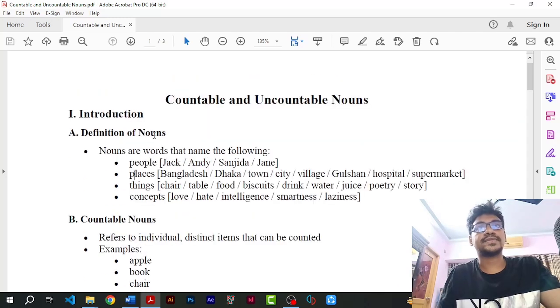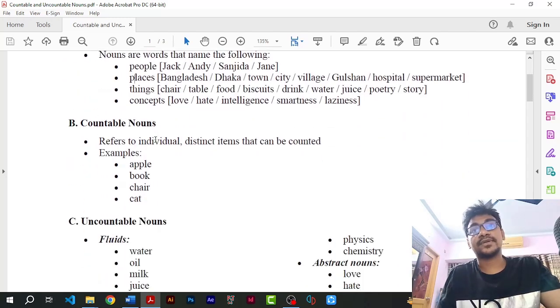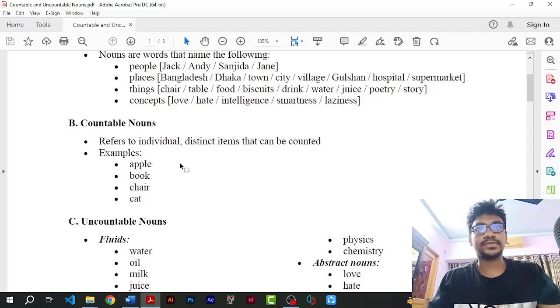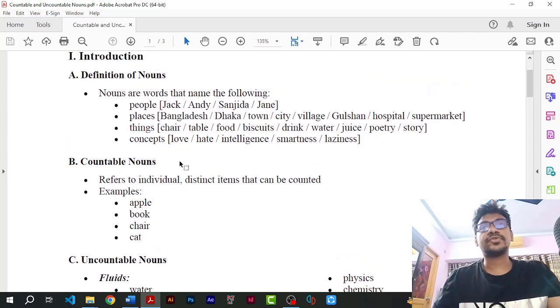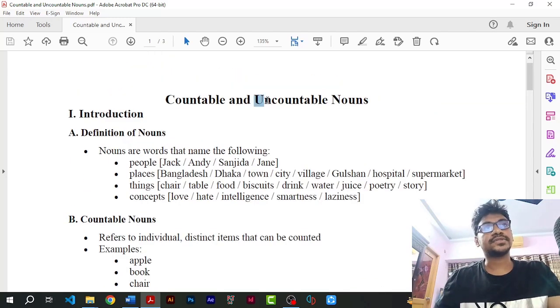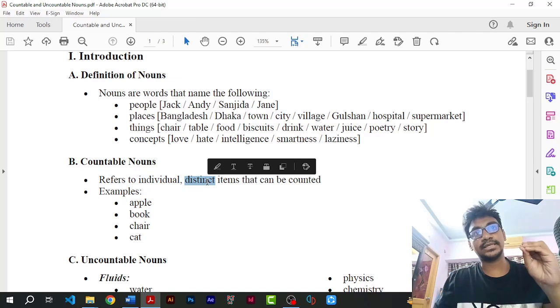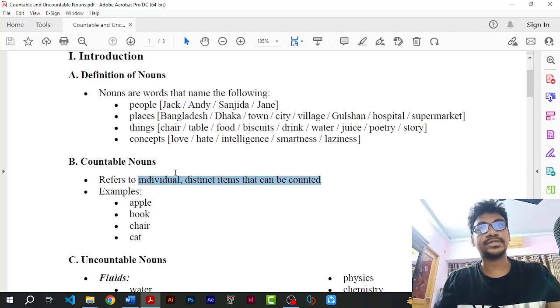Now, in terms of counting them, there are two types of nouns. Obviously, some can be counted and others cannot be counted. We will mostly be talking about uncountable nouns in today's lecture. So what are countable nouns first? They refer to individual, which means separate, distinct, which means clear, items that can be counted.